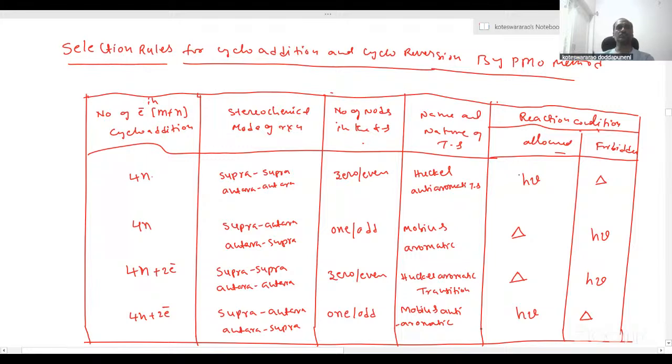This is the summarized selection rules for cycloadditions by the PMO method. For cycloadditions and cycloreversions, both cases follow the same rules.